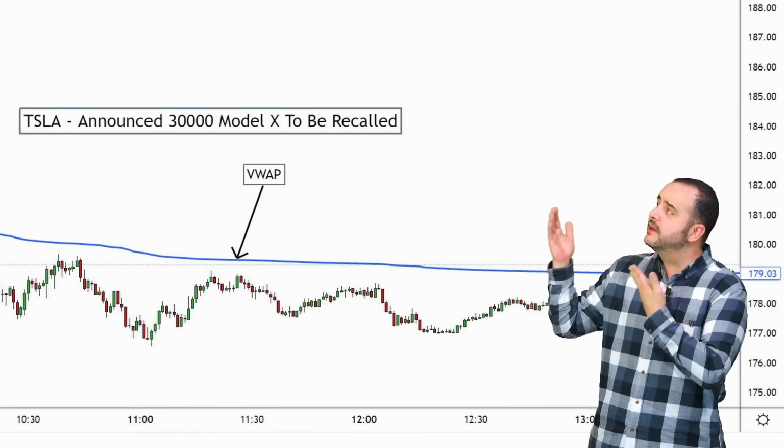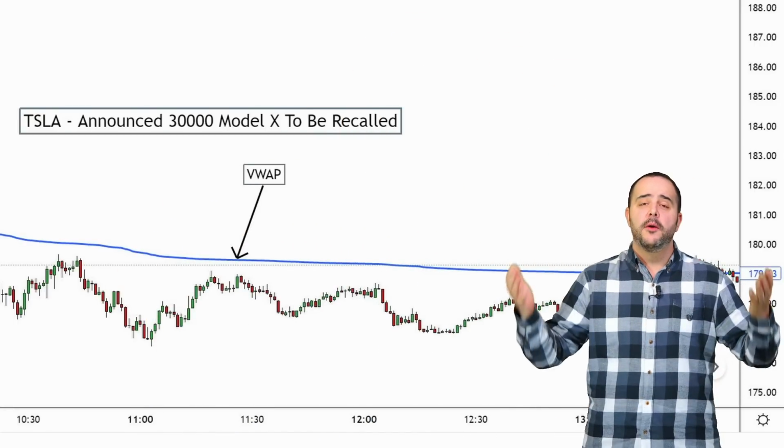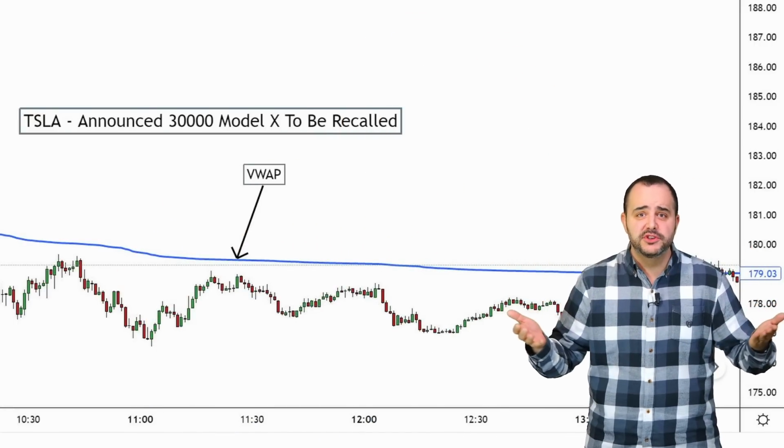So we have a negative catalyst. We have 2.8 times the volume. And as you can see right here, we're holding below volume weighted average price. Perfect opportunity to scalp some short trades. Every new low is a scalpable bottom. You could continue to go short, play the momentum to the downside, and find the best entry points for this Tesla trade.